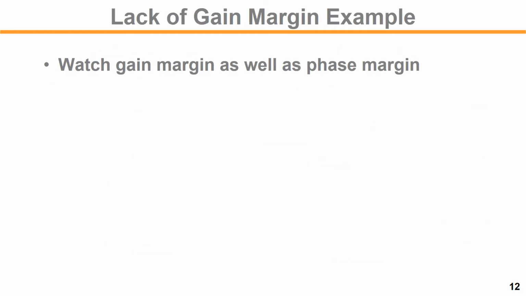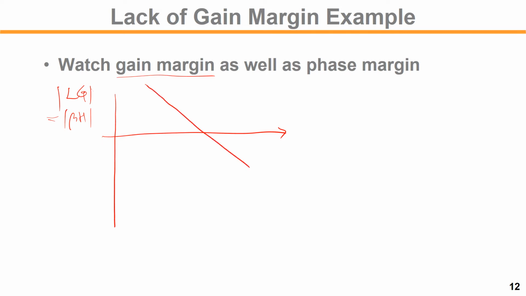And also, when students design a circuit, they just check the PM, not the gain margin. So sometimes the gain margin is also critical. For example, this is the loop gain, beta H. So this is omega U and omega P2.